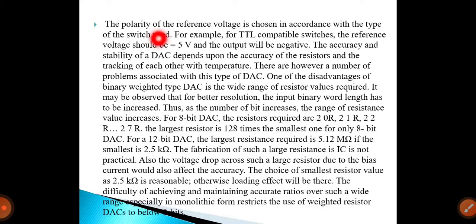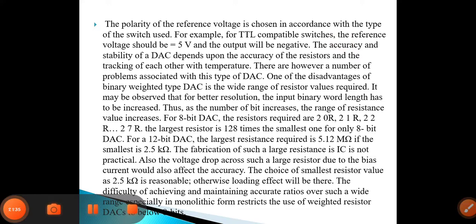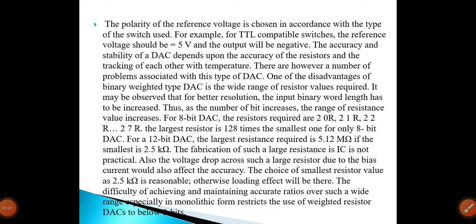The polarity of the reference voltage is chosen according to the type of the switch, for example, TTL, transistor logic gate. The reference voltage should be 5 volts and the output will be negative. The accuracy and stability of the DAC depends upon the accuracy of the resistance, tracking each other with the temperature. There are, however, a number of problems associated with the DAC.